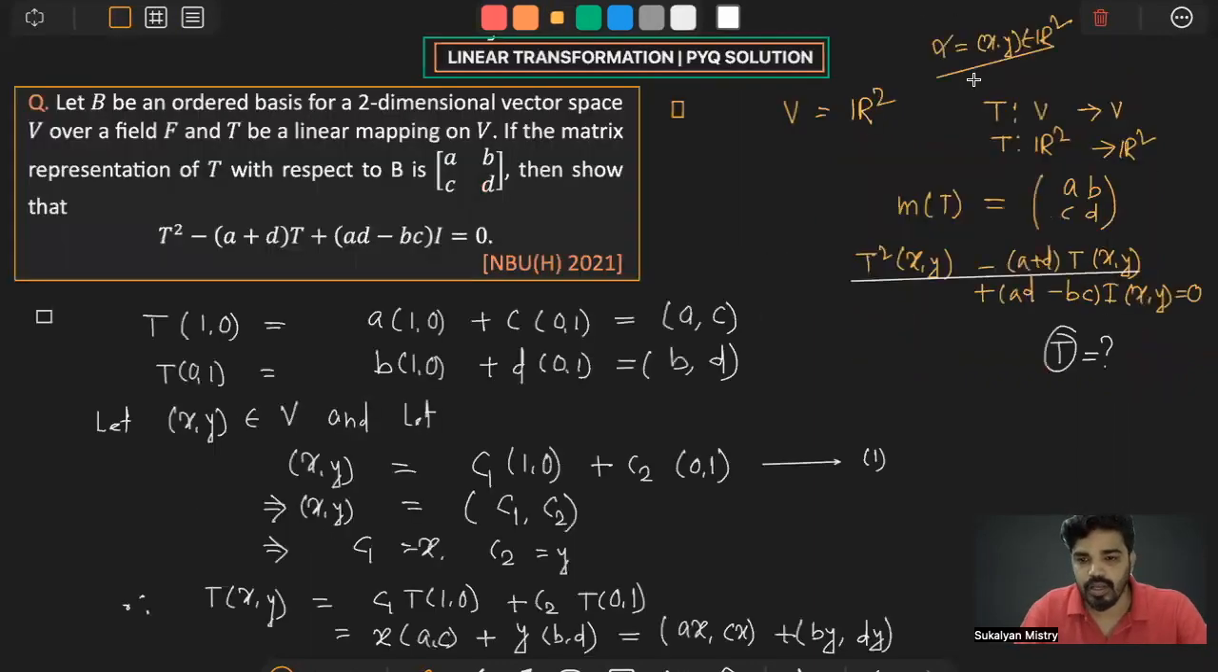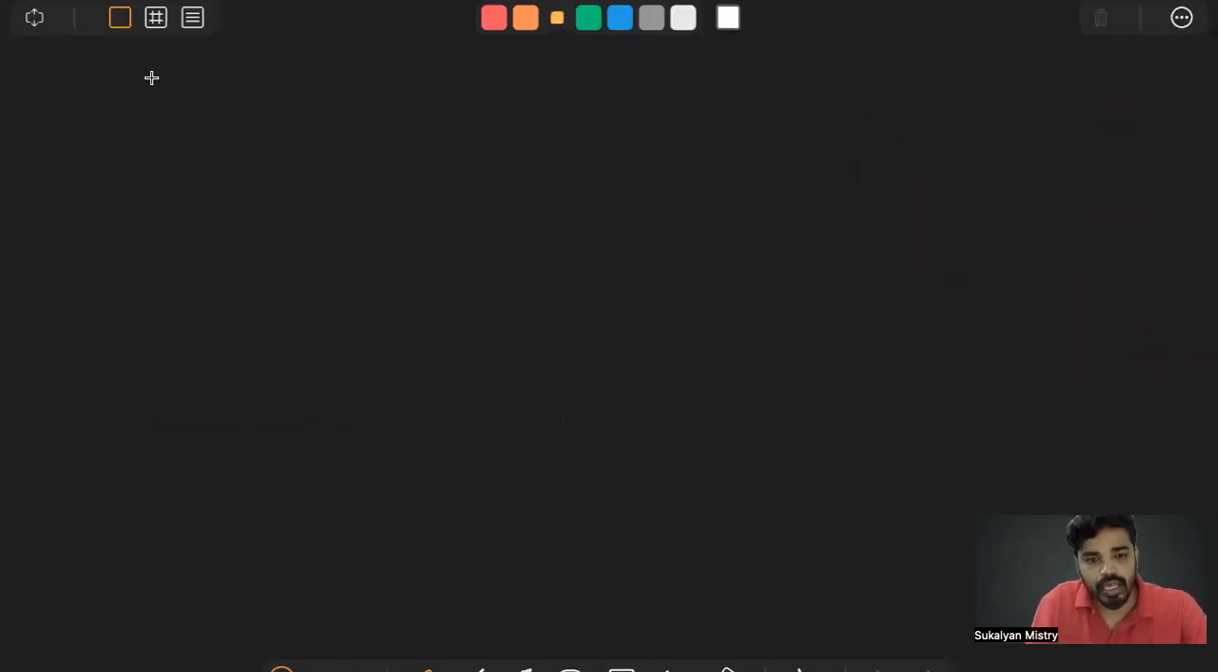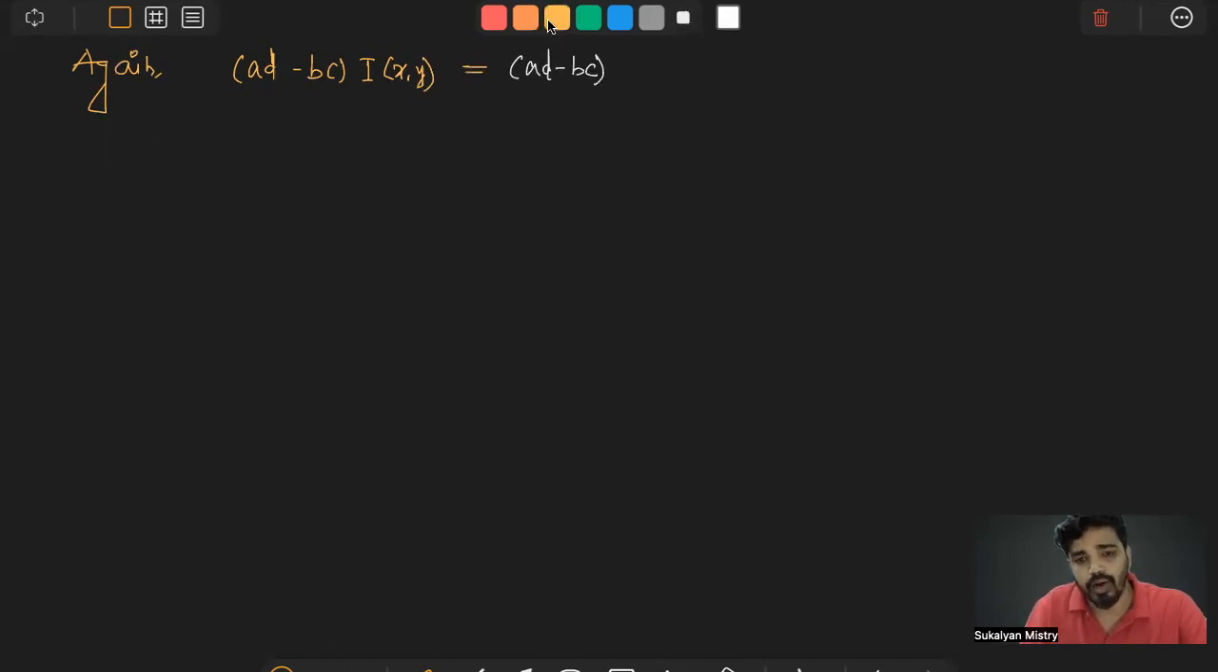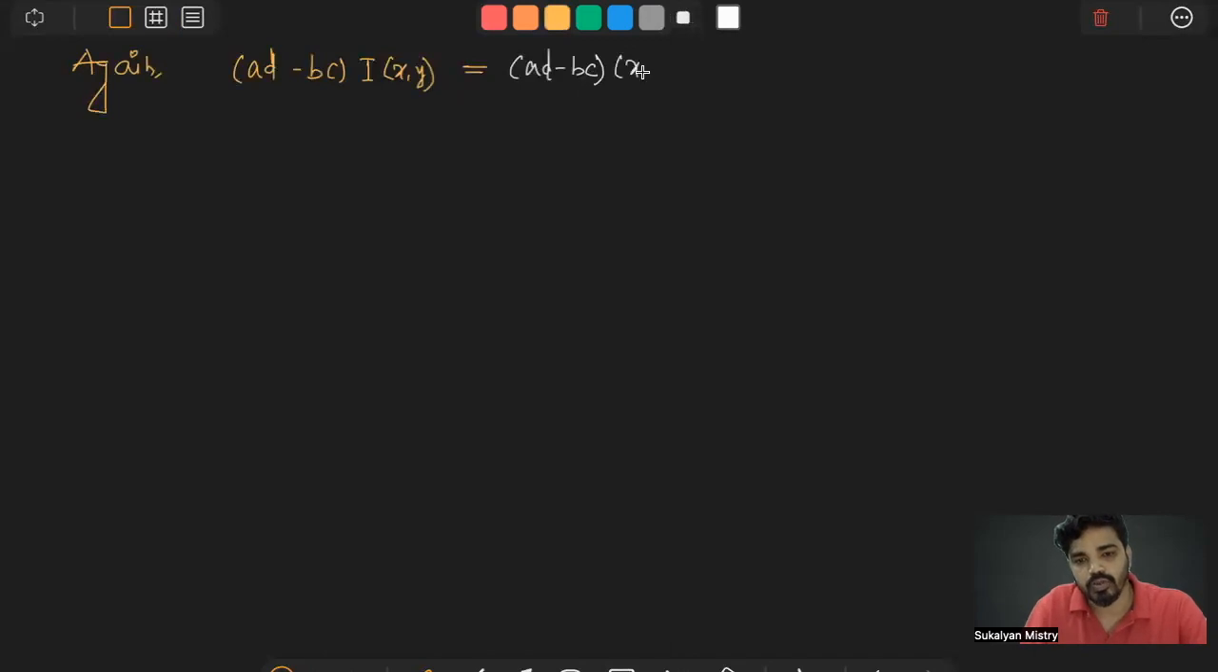So here we have to calculate ad minus bc into I of (x, y). So that is equal to ad minus bc. The identity mapping property: what is the property of Ix is equal to x? So I of (x, y) is equal to (x, y). Getting my point? Right?